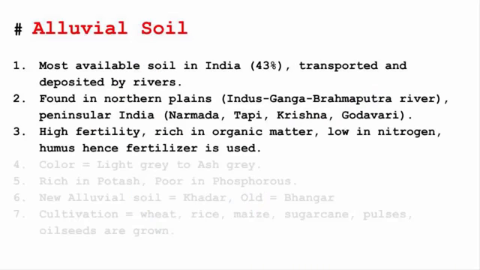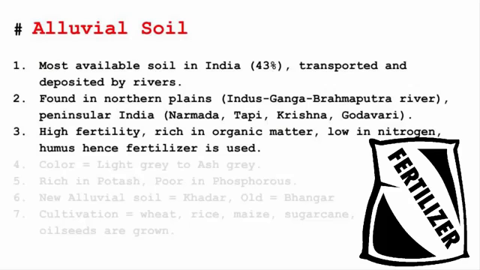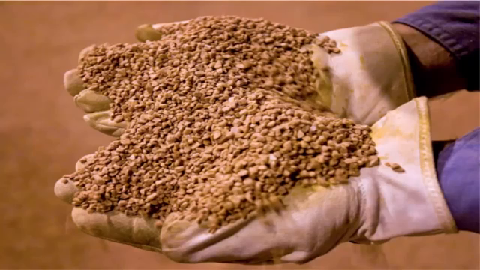Alluvial soil is a highly fertile soil, which means it is rich in organic matter. But on the other hand, it is low in nitrogen and humus. Humus is nothing but small microorganisms that live under the soil. Hence, with the help of fertilizer, this soil becomes the perfect soil for growing plants. The color of this soil generally ranges from light grey to ash grey. This soil is rich in potash. Potash is nothing but potassium.